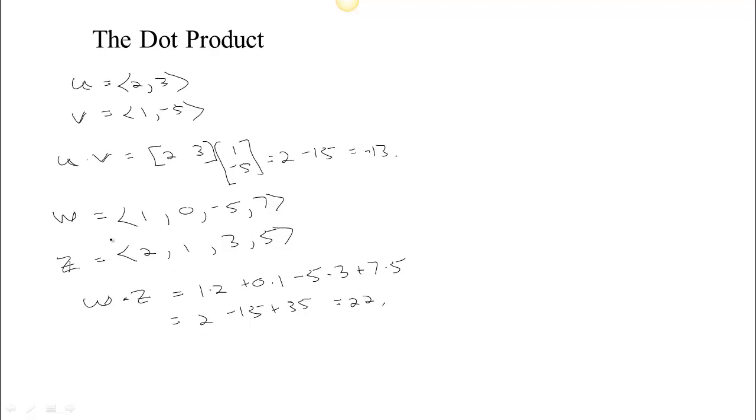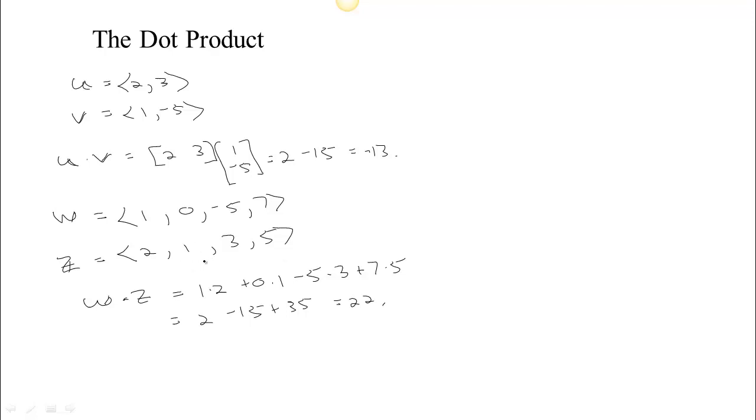So as long as the two vectors have the same number of entries, you can compute the dot product. Of course, we couldn't do u dotted with w or v dotted with w or some combination like that because the number of entries don't match, just like you can't multiply two matrices unless the number of columns of the first matches the number of rows of the second. So our next question is, what does the dot product mean?